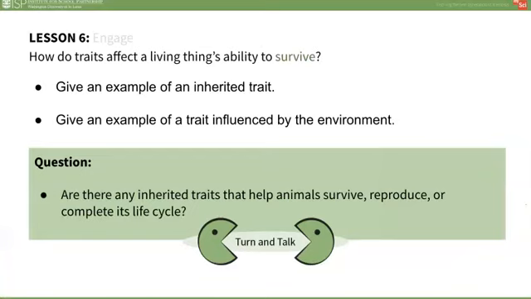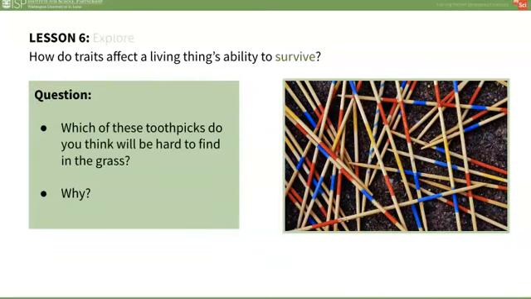In the engage portion of this lesson, allow students to turn and talk for this series of probing questions. In the last lesson, we discovered which traits are inherited and which ones are influenced by the environment. Who can give an example of an inherited trait? Who can give an example of a trait influenced by the environment? Of the traits that are inherited, are there any that might help an animal survive and reproduce or complete its life cycle?